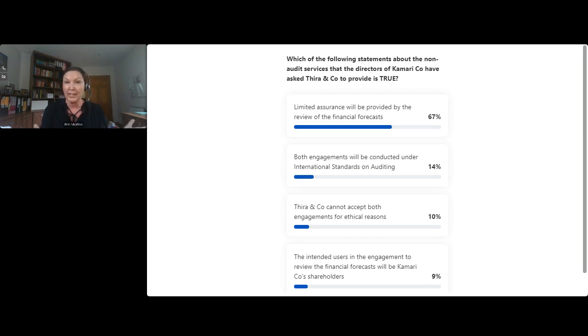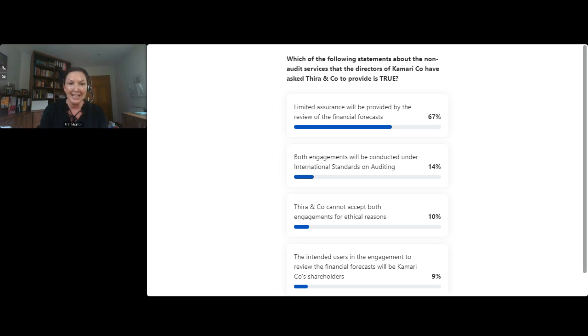The correct answer was B. So limited assurance will be provided by the review of the financial forecasts. Remember, non-audit services don't need reasonable assurance, therefore limited assurance is often more appropriate. CIRA cannot accept both engagements? Well, they can, as long as they've got relevant safeguards in place. We need to make sure that they are able to look after them properly. So they might need separate teams, for example, but it's not a straight no.